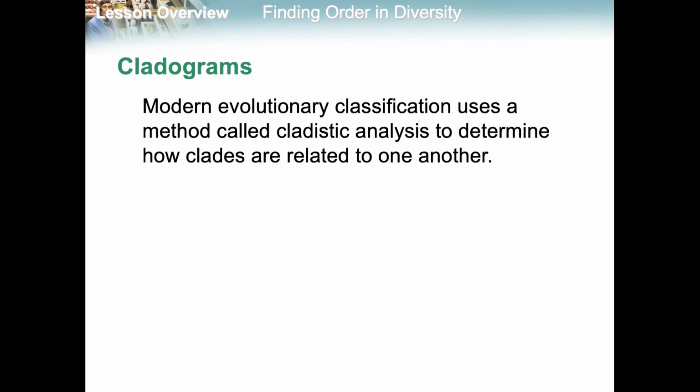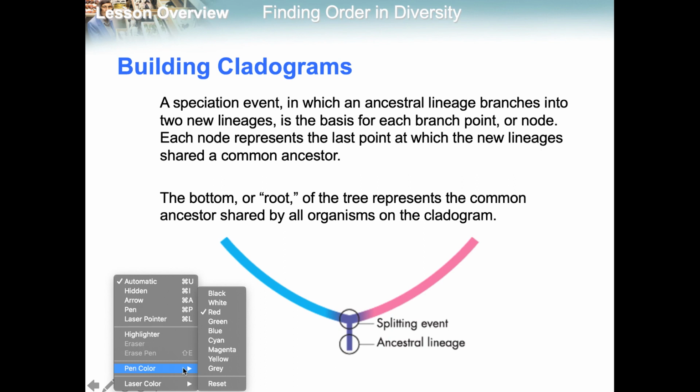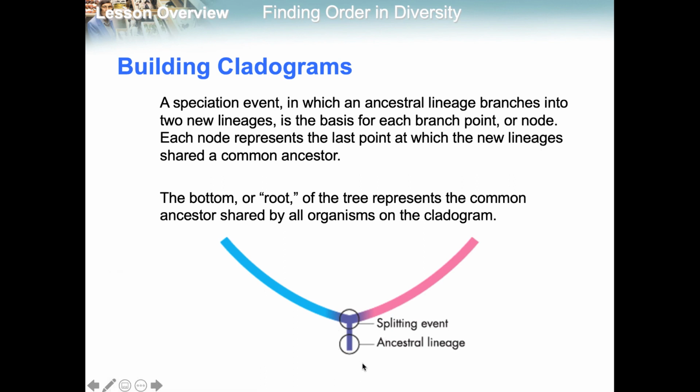Modern evolutionary classification uses a method called cladistic analysis to determine how they're related. Here, this is a speciation event in which an ancestral line branched off. If we look here, think about us as primate ancestors. This is the primate ancestor, and this is where we turned out. This is hominids, and this would be where other monkeys and great apes spread out to. There's always a splitting event that shows the difference. So the primate ancestor would be like the great great great great grandfather, and this would be the kids, and then it would keep branching off.